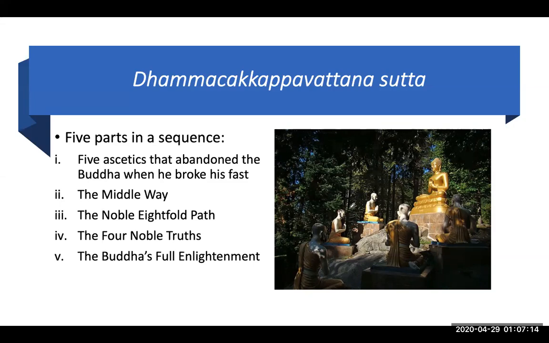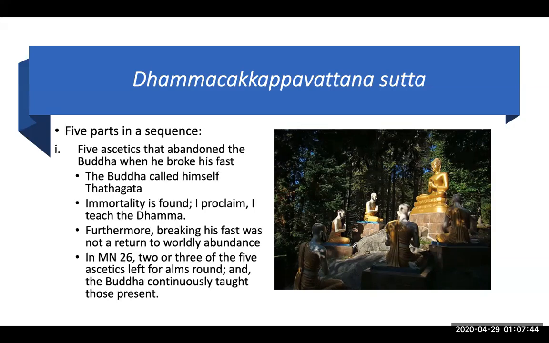The second part, the Buddha mentioning the middle path. The third part, the Noble Eightfold Path introduced. The fourth part is the Four Noble Truths. And the last part of this Dhammacakkappavattana Sutta is the proclamation. The Buddha proclaimed himself as the person who reached full perfect enlightenment.